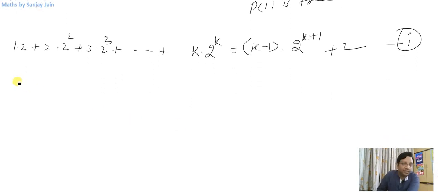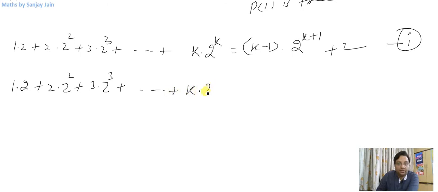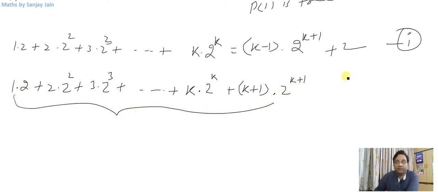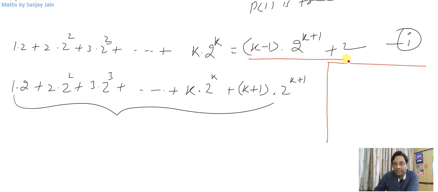Now let me write the left hand side of p of k plus 1. 1 into 2 plus 2 into 2 squared plus 3 into 2 cubed plus ... k into 2 raised to power k plus k plus 1 into 2 raised to power k plus 1. So this will be my left hand side, and using this I would like to achieve my right hand side of p of k plus 1, which will be on this pattern. k will be replaced with k plus 1 everywhere.